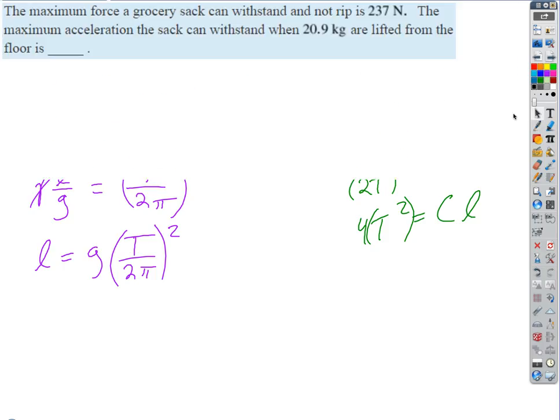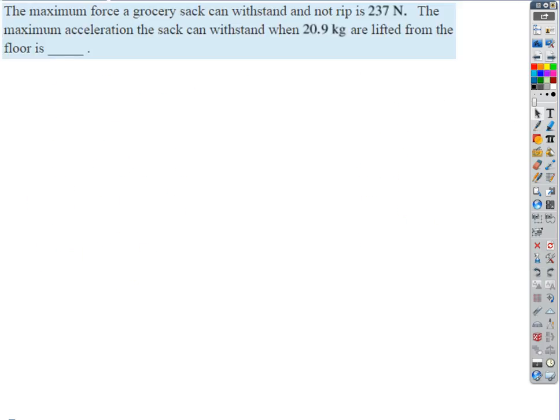Okay, next. How about this guy? I like this problem. The maximum force that a grocery sack can withstand and not rip is 237 newtons. What is the maximum acceleration the sack can withstand when 20.9 kilograms are lifted from the floor? So what's the maximum acceleration that sack could experience before it rips?